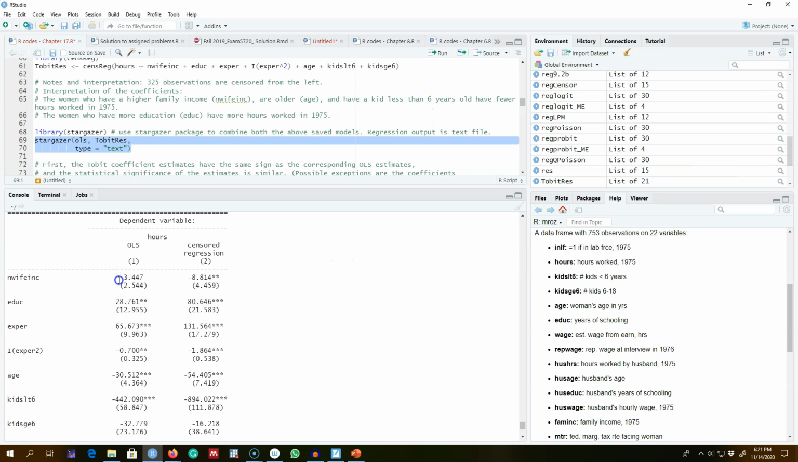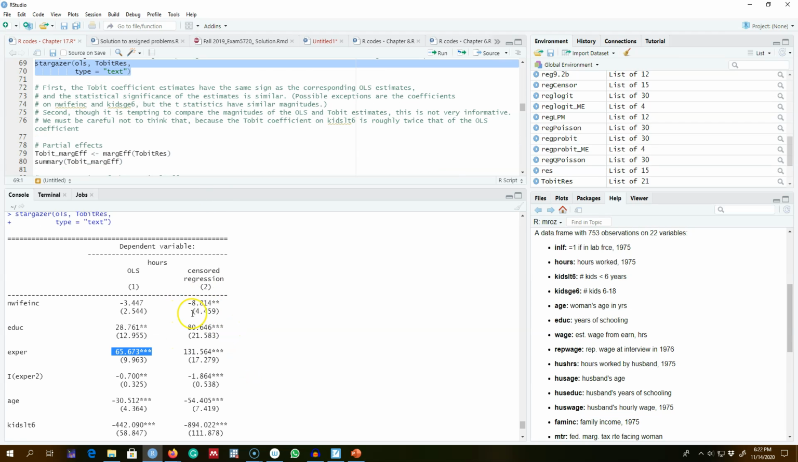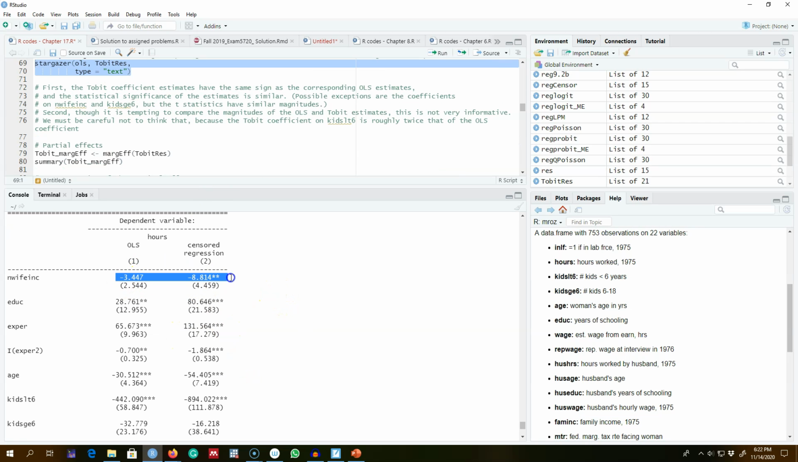So we can see that the women who have a higher income, are older, or have a kid less than 6 years old at home have fewer working hours in 1975. And the women who are more educated and have more experience provided more working hours in 1975. So a couple of observations here. First, the coefficient signs across the OLS and Tobit models are identical, right? Whenever there's a negative coefficient value in the OLS, it will show a negative coefficient value in the Tobit model as well. So our first direction attribute is identical across the OLS and Tobit models.